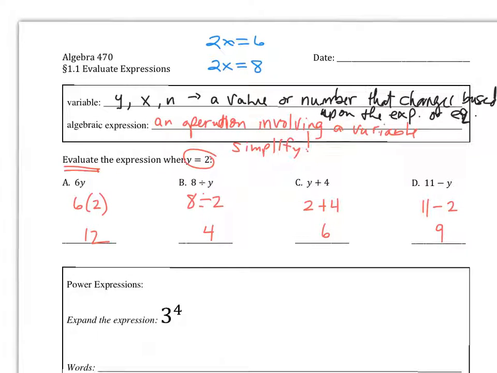Does that make sense? So we're performing an operation with a variable. We're changing the value of that variable to what it is, okay?